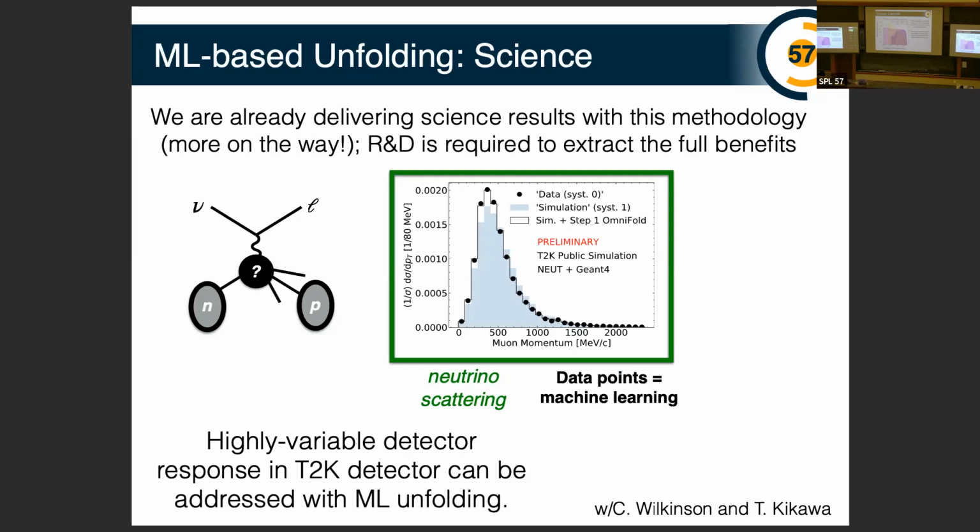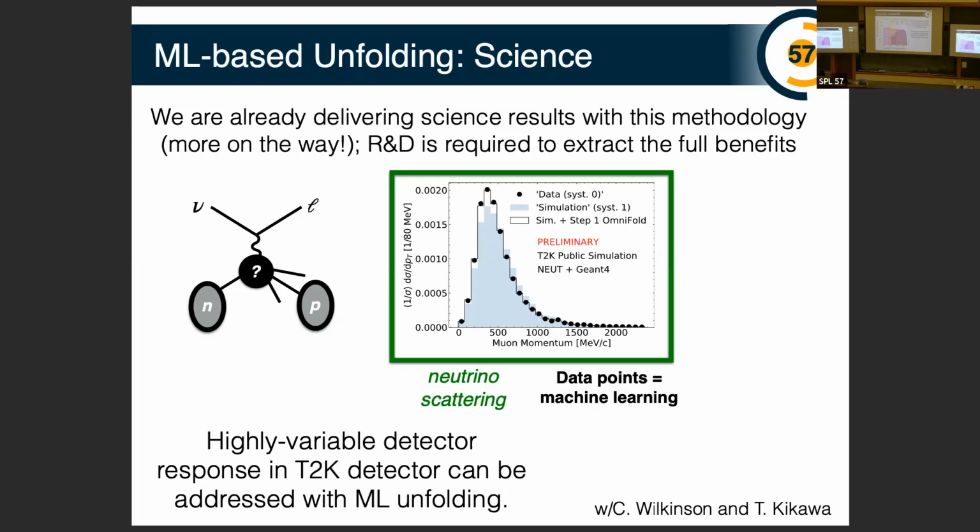And this is a very fun stress test of OmniFold because the T2K detector is very inhomogeneous. I don't have a picture here, but there's a number of different systems. And so the detector responds very strongly as a function of where you are in the detector. And with OmniFold, it's very easy to add position.